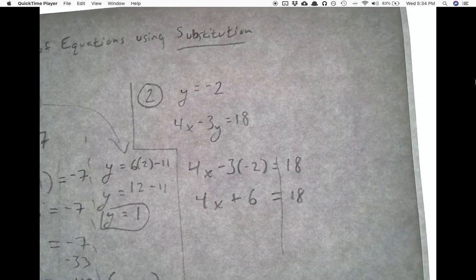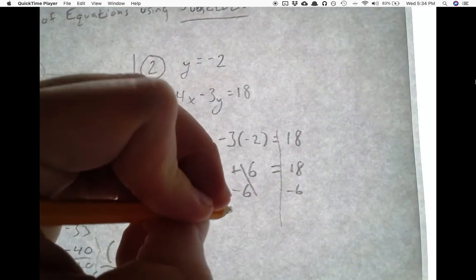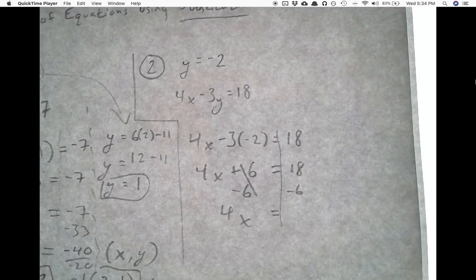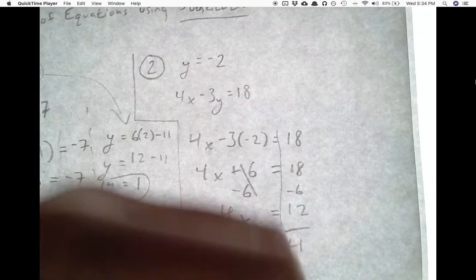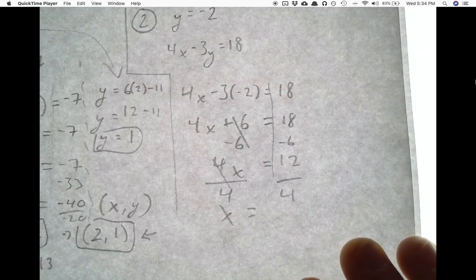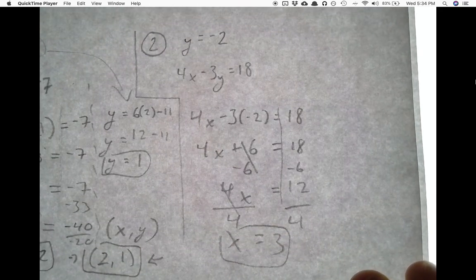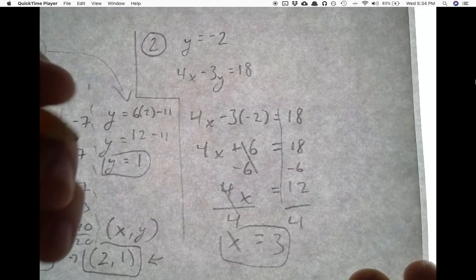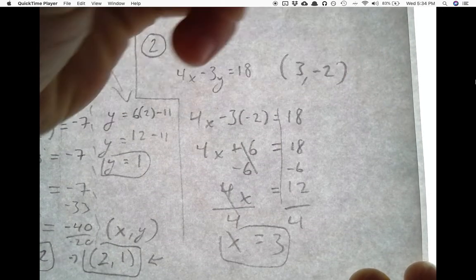Now we can finish solving this, 2 more steps away, right? -6 to both sides. 4x equals 18, take away 6 is 12. Divide that 4 out, and then we end up with x equals 3. 12 divided by 4 is 3. And so now, because they already gave us what y is, we're already done. Our final answer here is 3, -2.